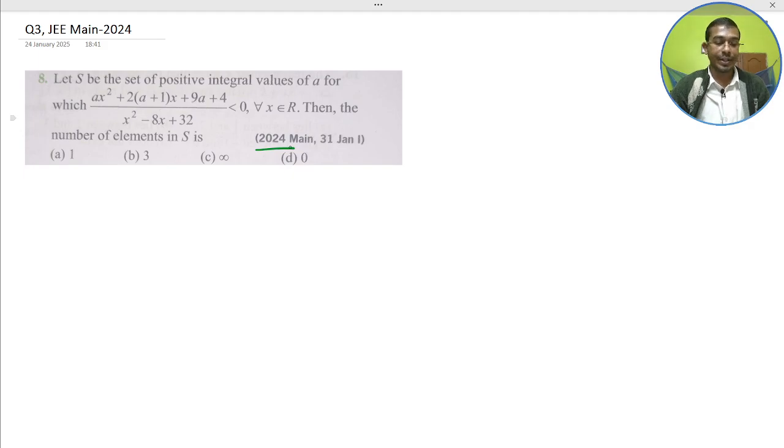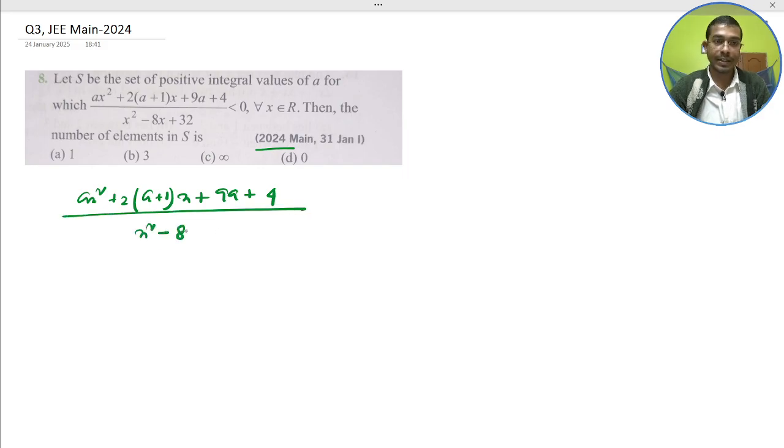This is 2024 JEE Main. It says: let S be the set of positive integral values of a for which the numerator x square plus 2 into a plus 1 into x plus 9a plus 4, divided by the denominator x square minus 8x plus 32, is less than 0 for all x belongs to R, where R is the set of real numbers. Then the number of elements in S is what?